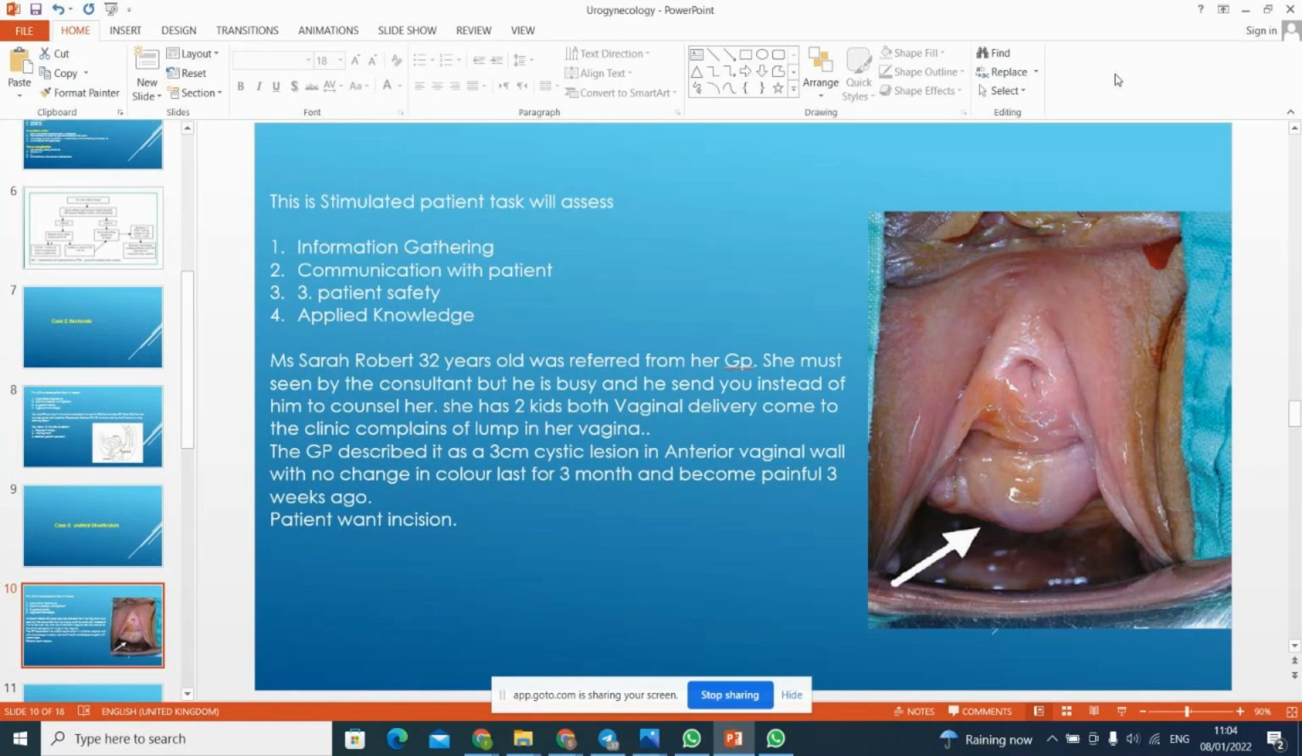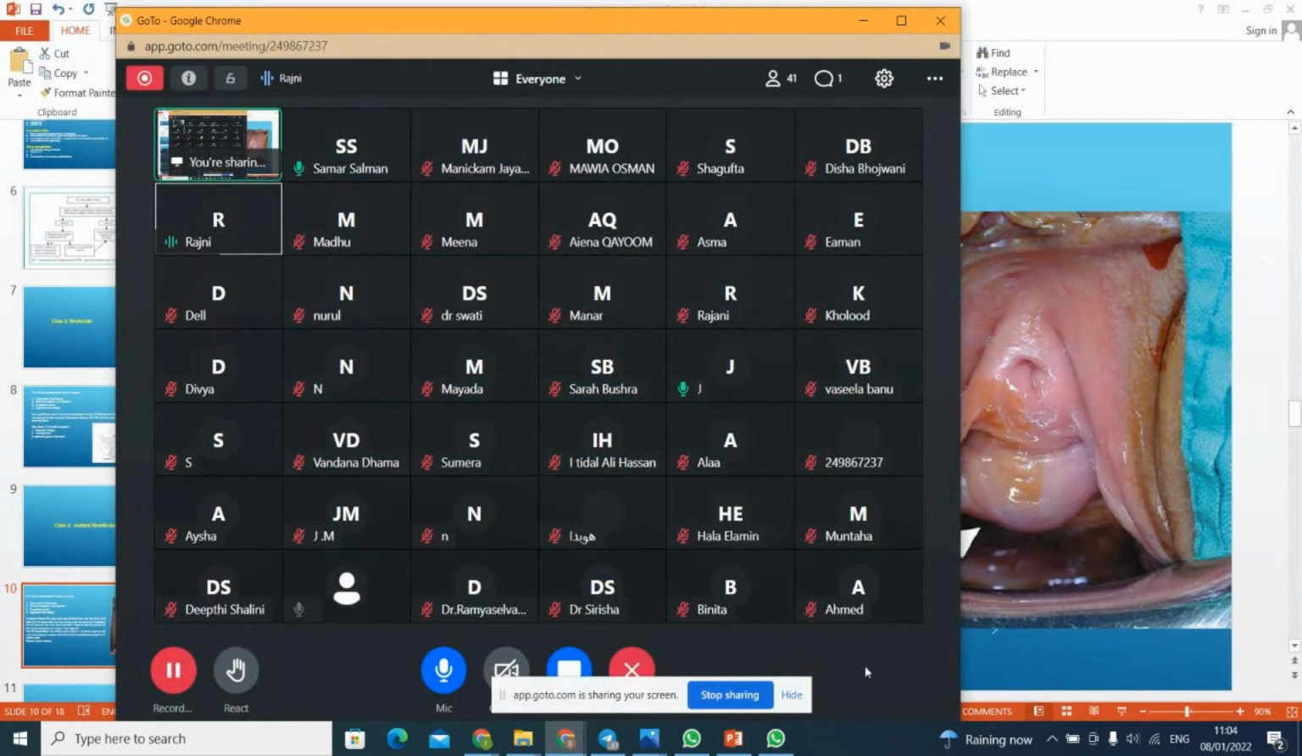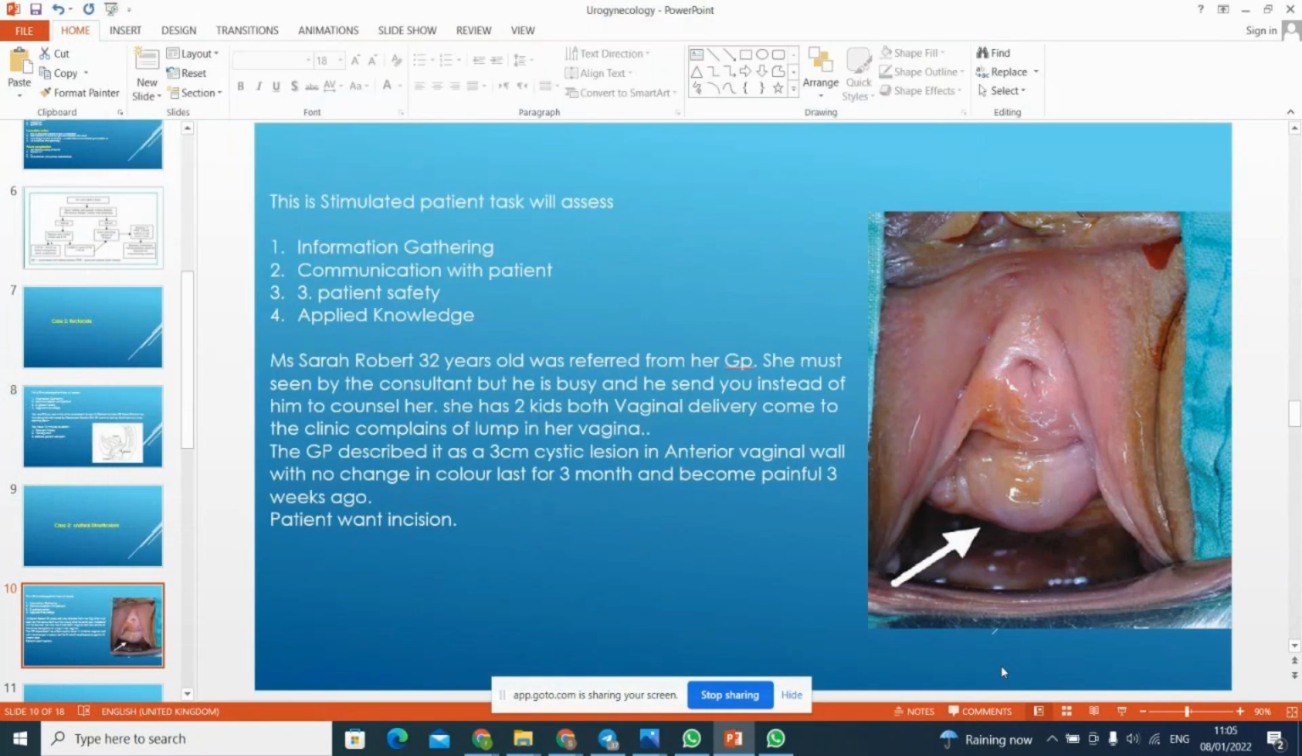So, do you understand me? Do you have any question? Ma'am, I have a question. Yeah? Thanks, ma'am. Yes. Ma'am, here in the question it is written she wants incision. So the management option for urethral diverticulum is de-roofing. So can de-roofing be incision?